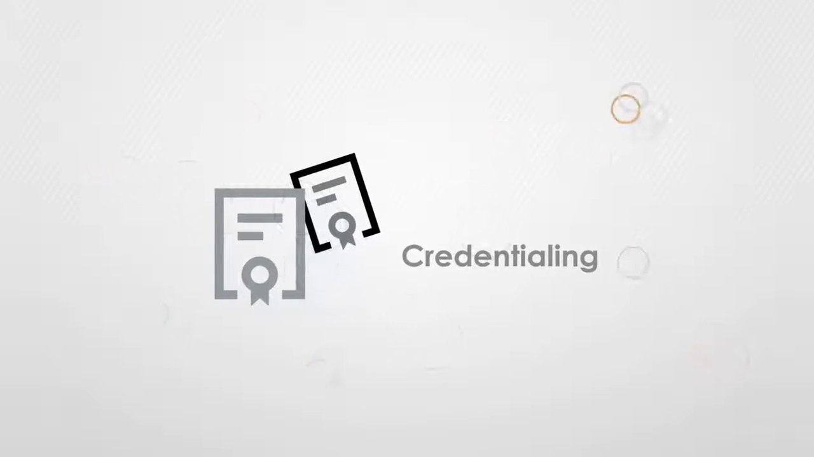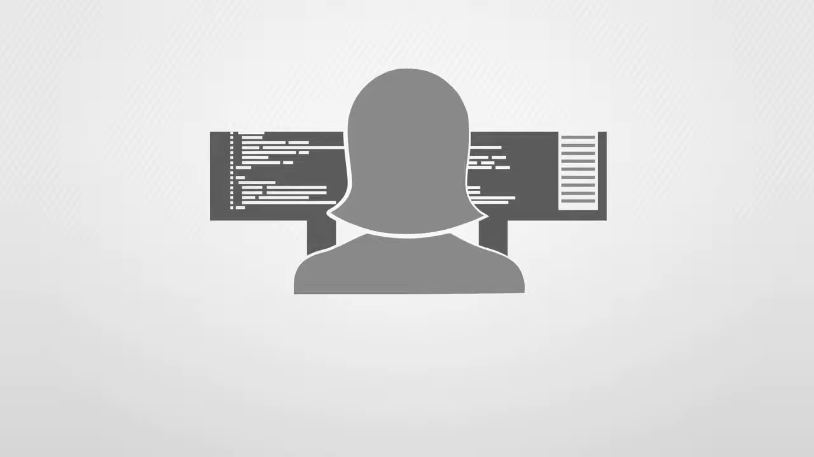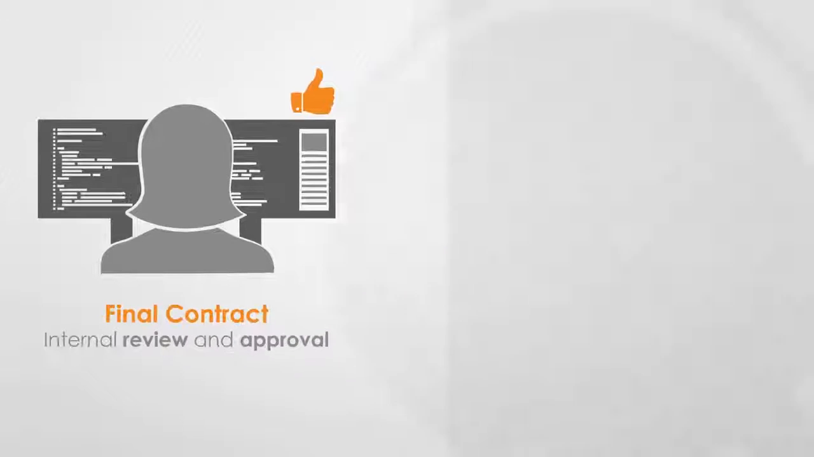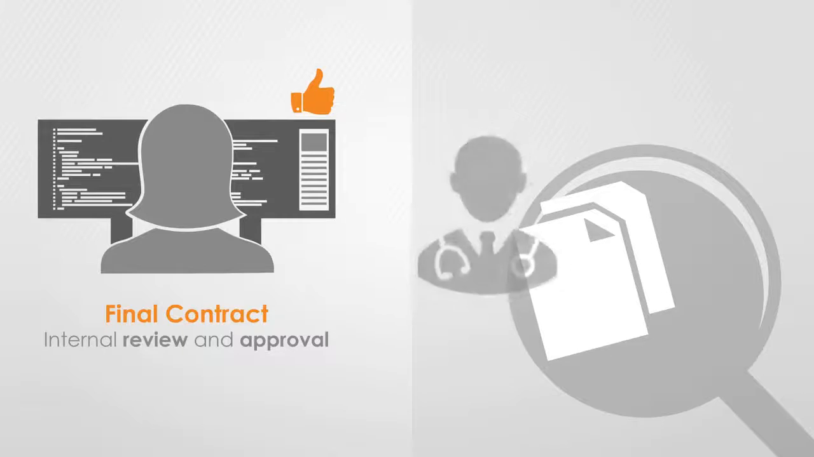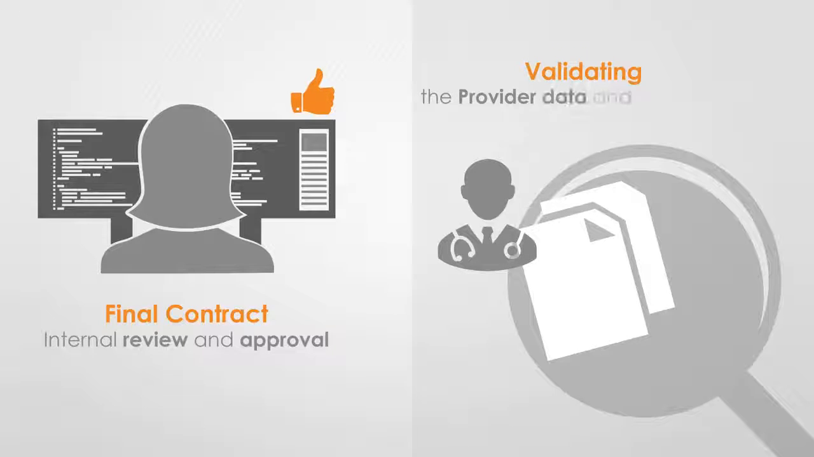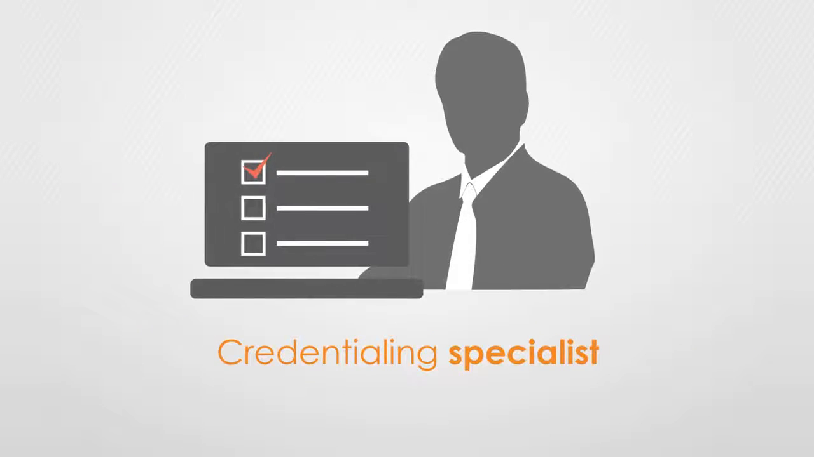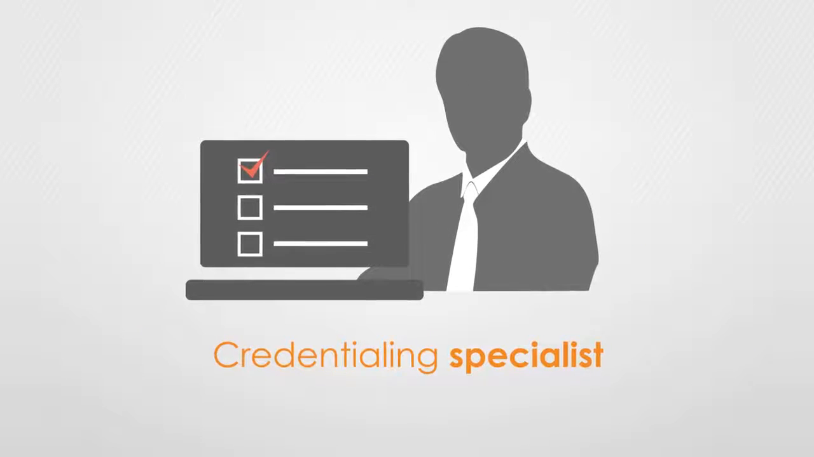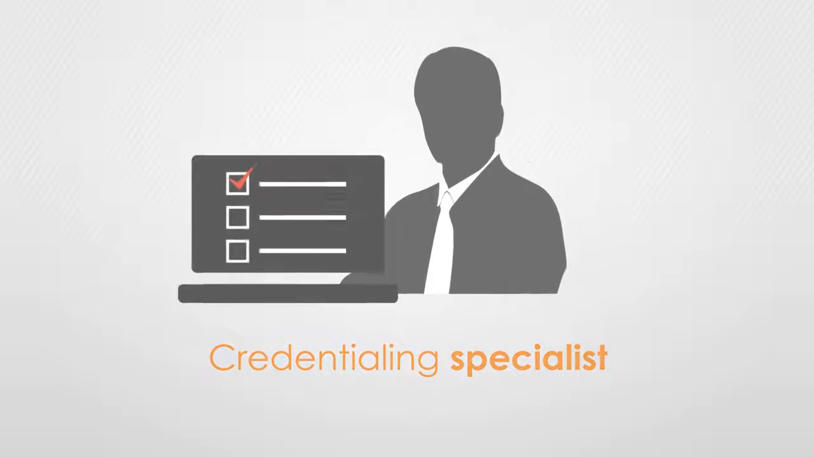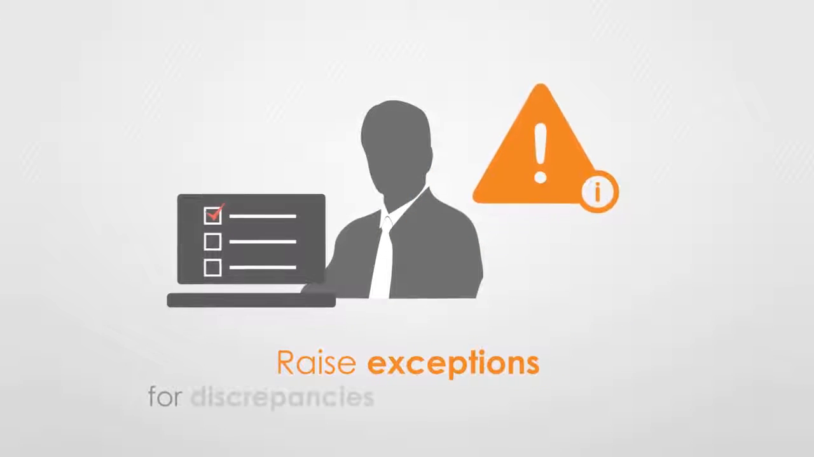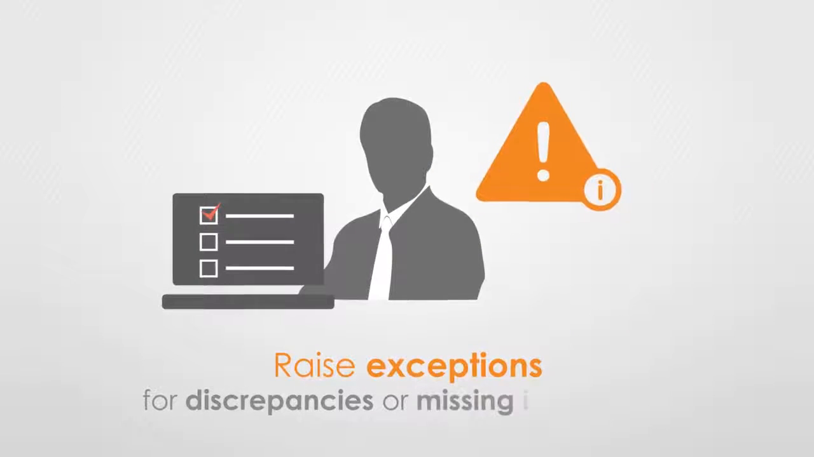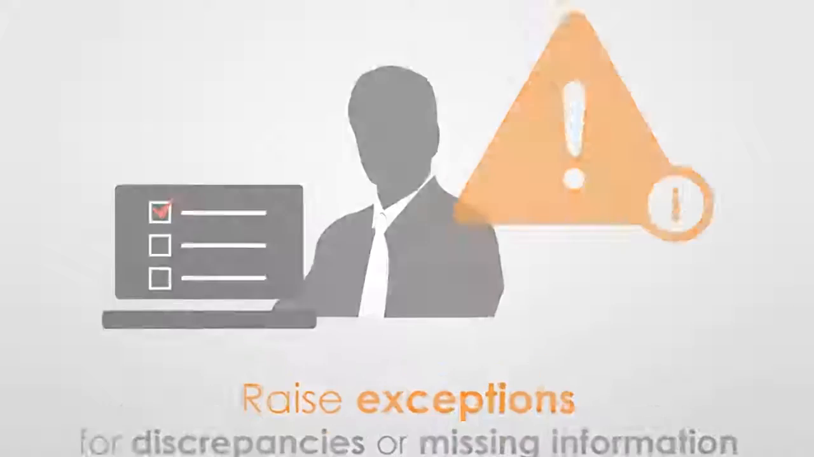The next module is Contract Credentialing. While the contract is getting approved internally, a parallel task is initiated for validating the provider data and documents in the contract credentialing process. The system guides the credentialing specialist to perform a list of activities that are required for this contract and provider. They can raise exceptions in the system if there are any discrepancies or missing information scenarios.